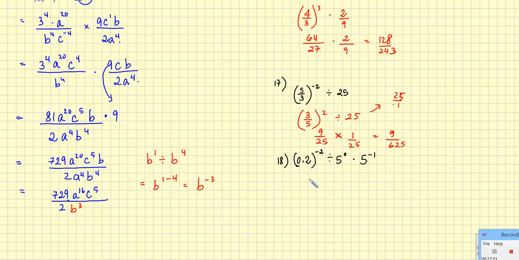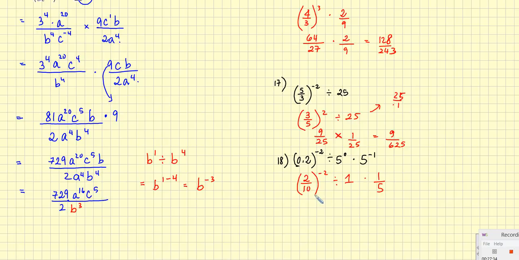Now 0.2 is raised to the power of -2. 0.2 we could rewrite as a fraction, so I can rewrite that as 2/10, and that's raised to the power of -2. And that gets divided by 5 to the 0. 5 to the 0 is like saying 1, and that gets multiplied by 5 to the -1, which is 1/5. Now the order of operations is going to be multiplication and division in the order in which they are found, what comes first.